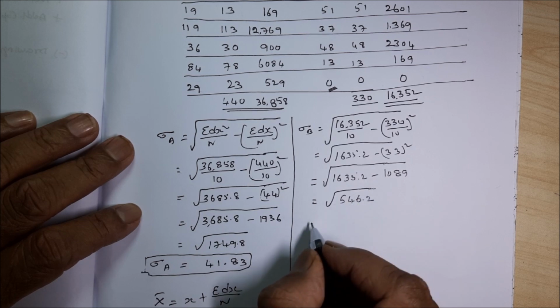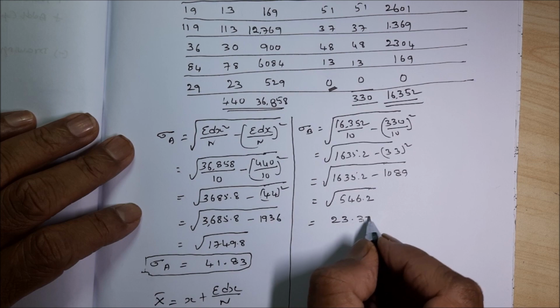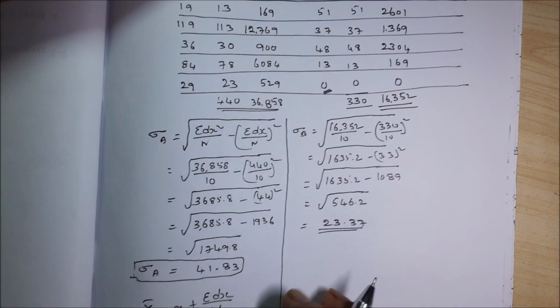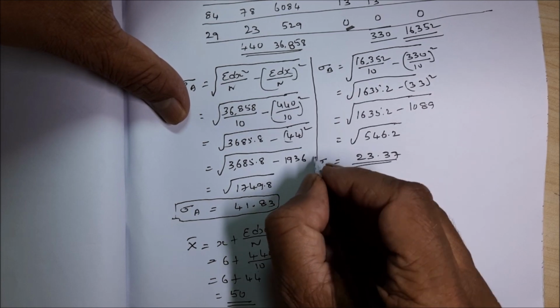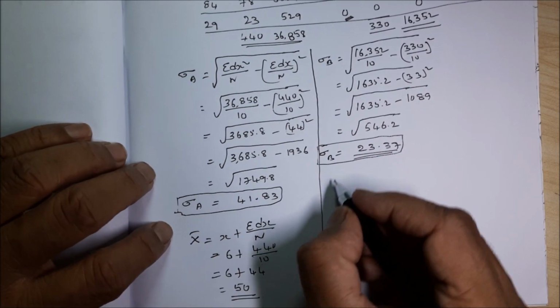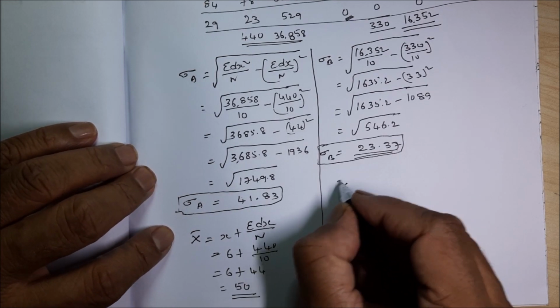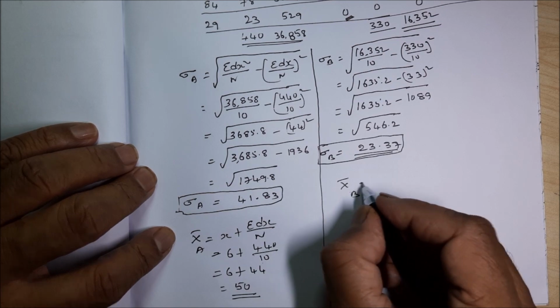546.2. So square root is 23.37. That is the standard deviation of B. Now mean is equal to, this is mean of A, this is mean of B.